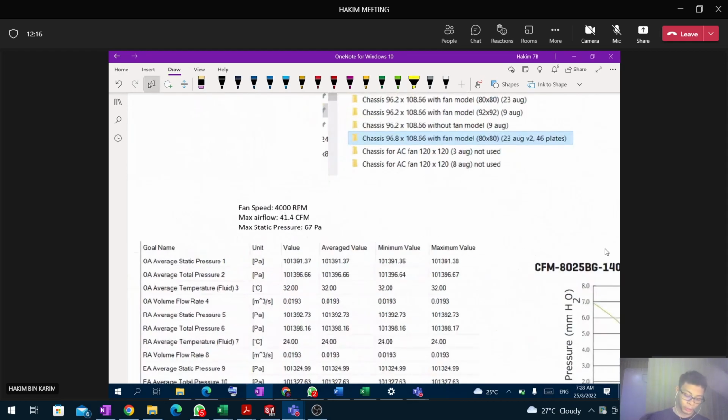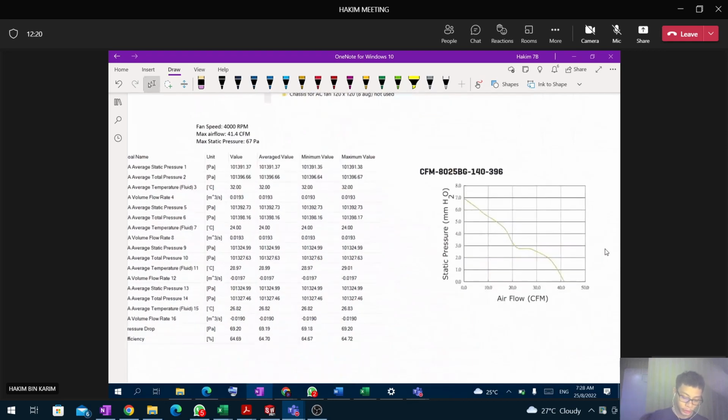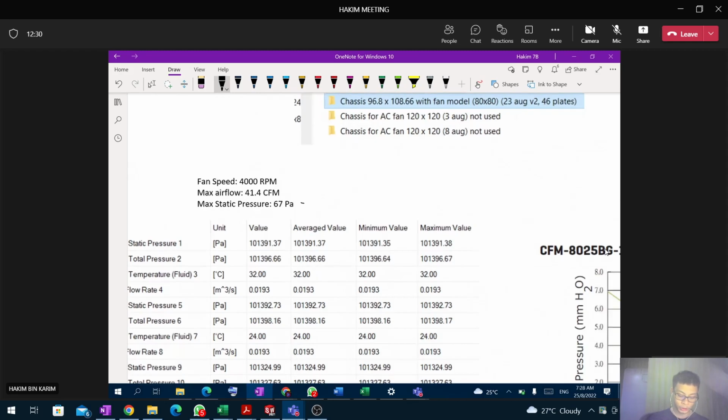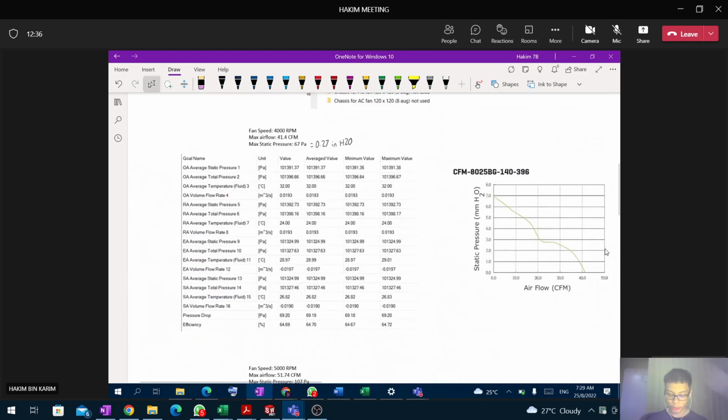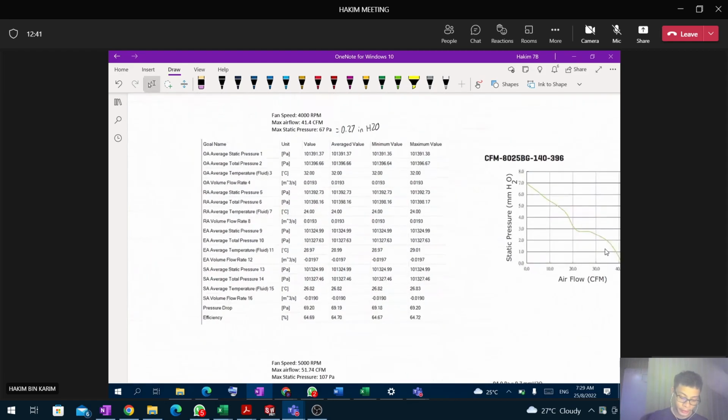Alright, so now this scenario is for the case of 4000 RPM. Based on the technical datasheet, the maximum airflow is 41.4 CFM and the maximum static pressure is 67 Pa or 0.27 inch H2O. And the results show that if the inlet airflow is 41.4 CFM, the pressure drop is 69.2 Pa and efficiency is 64.69%.